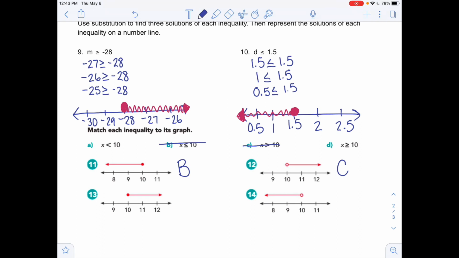Number 13. For number 13, we're looking at a closed circle on 10, and then going in the direction of numbers that are greater than 10, so greater than or equal to 10, which would be choice D. And last but not least, for number 14, we're left with choice A, showing that x is less than 10.